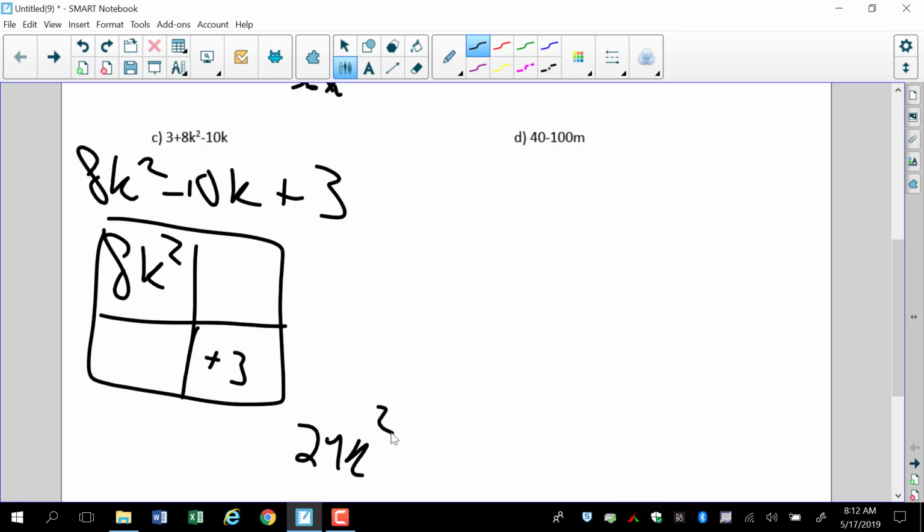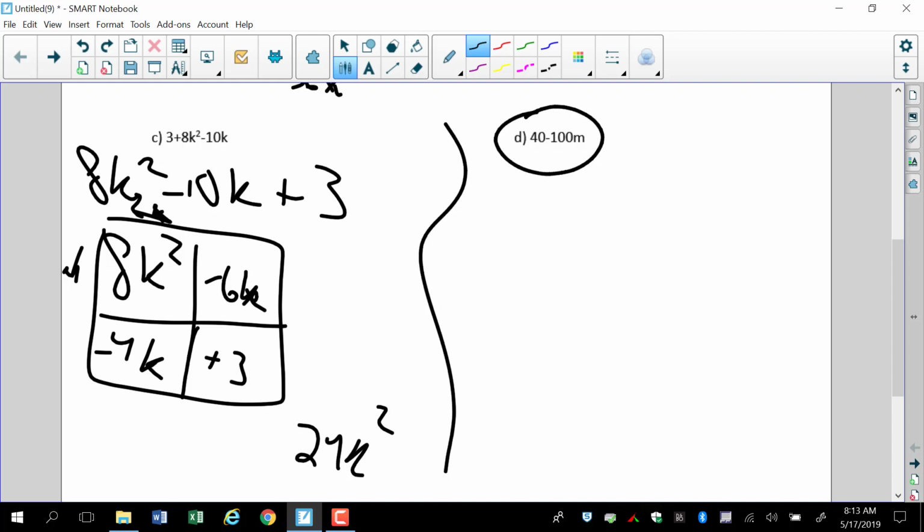What multiplies to 24 and adds to negative 10? Negative 6k and negative 4k. And you can do the rest from here. So this would be a 2k, this would be a 4k, and so on. So I'll let you take care of the rest from there.